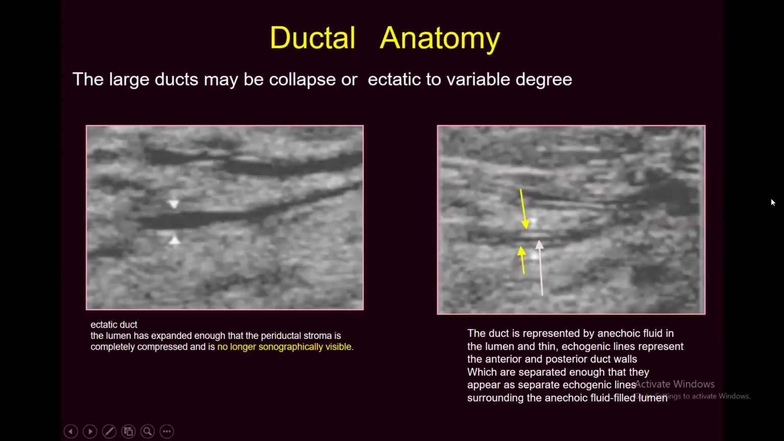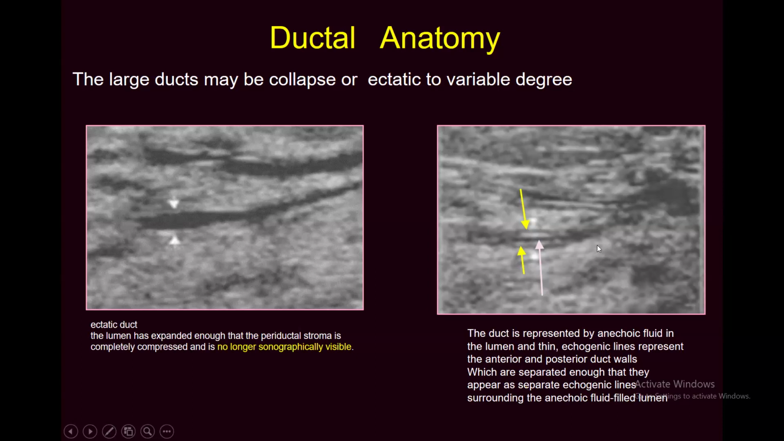Here we can see an example of normal ducts. This is a normal major duct, but the duct is collapsed. You see the anterior and posterior wall, the yellow arrow representing this echogenic line representing opposing anterior and posterior wall lining, this thin anechoic line representing fluid within the duct, while this is an ectatic duct.